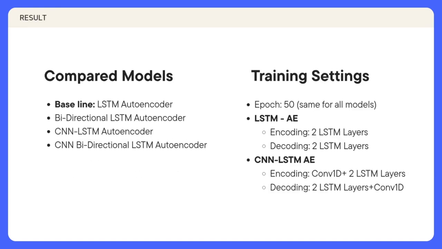We compared those four models. All models were trained for 50 epochs under the same conditions. The LSTM AE structure is an encoder with two LSTM layers and a decoder with two LSTM layers. The CNN LSTM AE structure is an encoder with Conv1D, ReLU, batch norm followed by two LSTM layers, and a decoder with two LSTM layers.